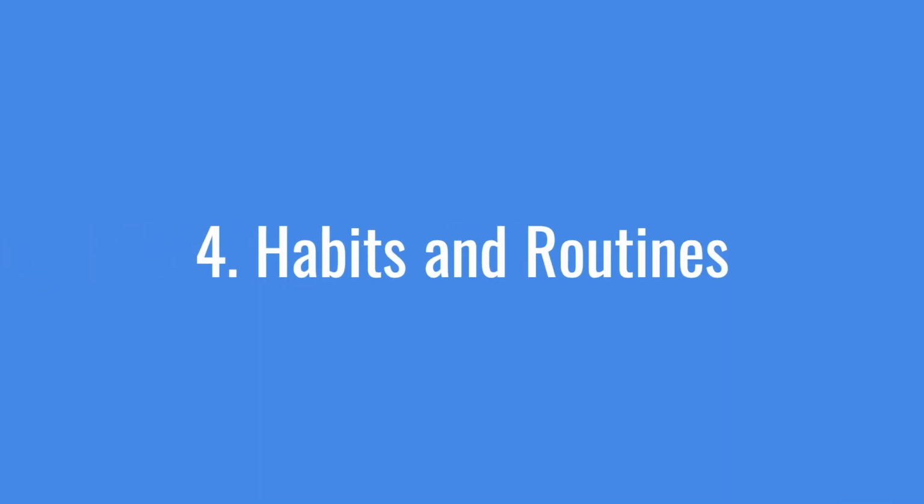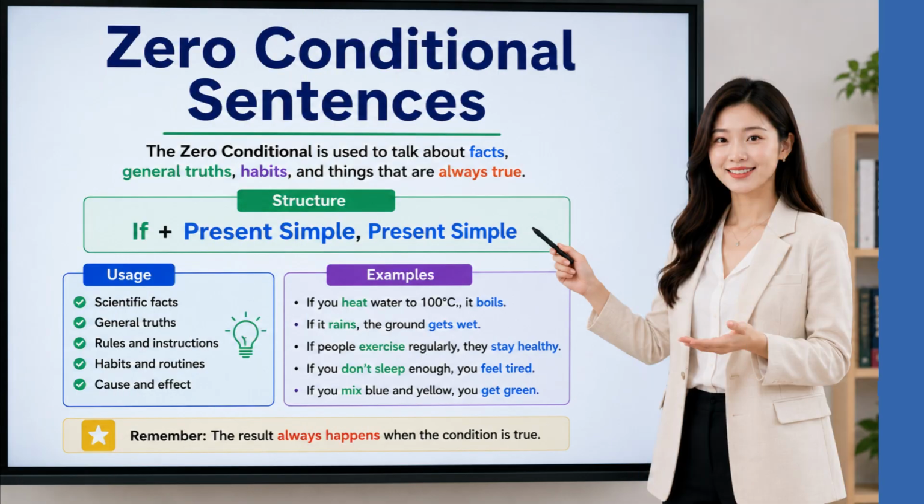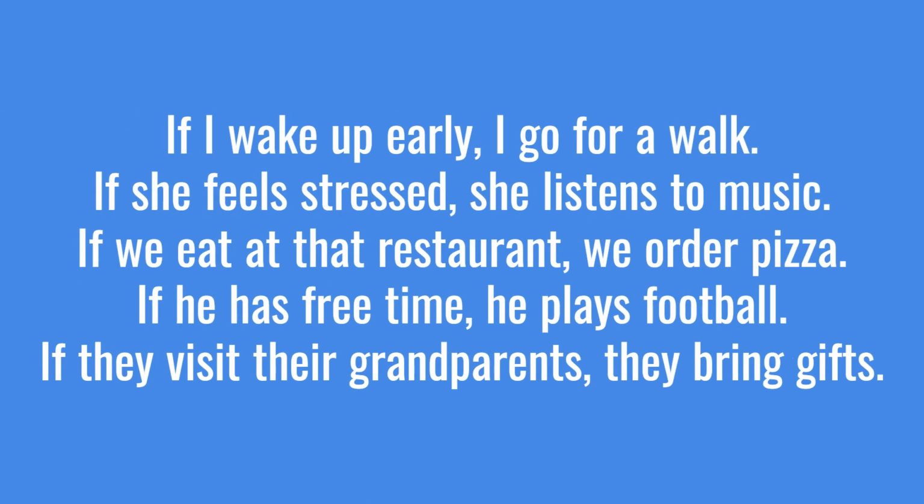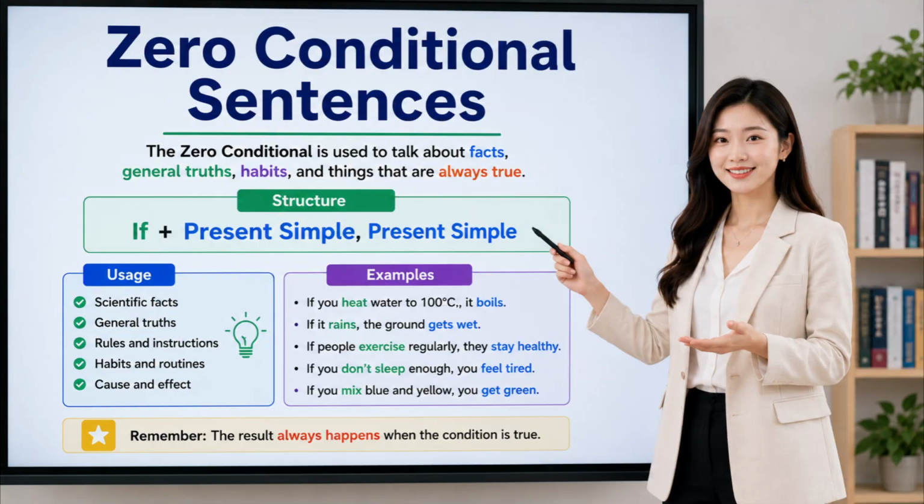4. Habits and routines. We can use the zero conditional to describe habits or routines. Examples: if I wake up early, I go for a walk. If she feels stressed, she listens to music. If we eat at that restaurant, we order pizza. If he has free time, he plays football. If they visit their grandparents, they bring gifts. These actions happen regularly.